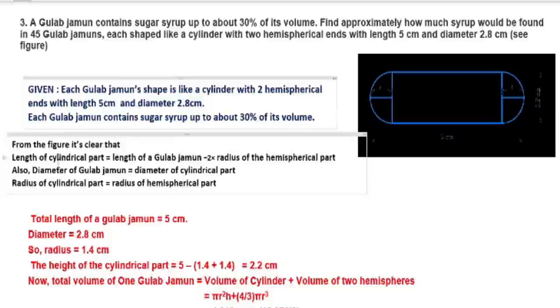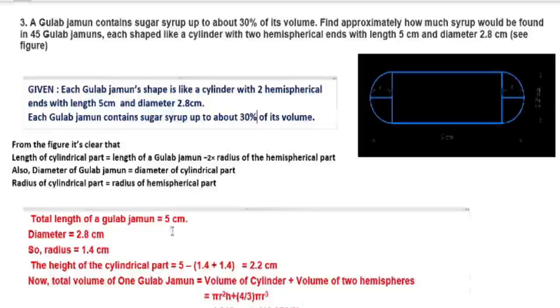So from the figure we can write the length of the cylindrical part. Here it contains 3 solids. Both sides it is hemisphere and the middle portion it is cylindrical shape. So for finding the length of the cylindrical part, it is equal to length of the gulab jamun minus 2 times radius of the hemispherical part. Also diameter of the gulab jamun equal to diameter of the cylindrical part. And radius of the cylindrical part is radius of the hemispherical part. Both are equal. Now we come to the calculation.